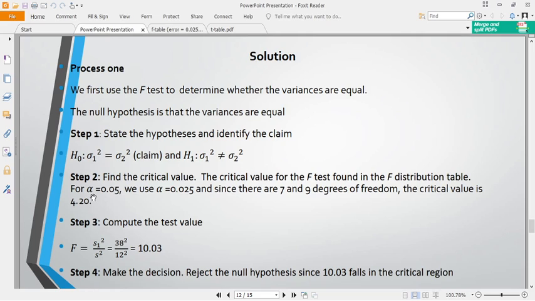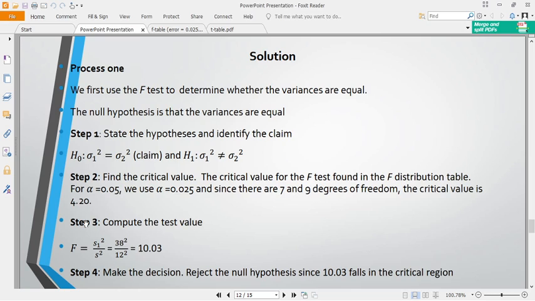Remember, this is a two-tail. Since we have an alpha of 0.05, we are going to use alpha over 2 because it is a two-tailed scenario. Therefore we are going to choose an F table of alpha equal to 0.025. The degrees of freedom are 7 and 9, since remember our samples, one was 8, one was 10.